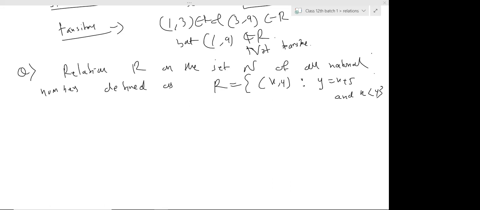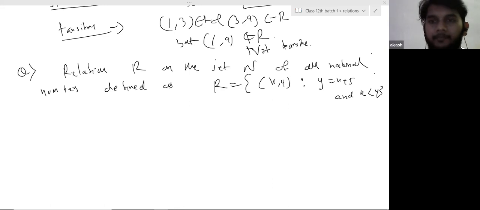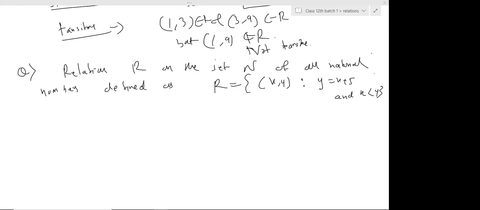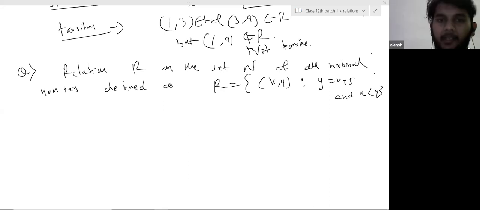So that it's only transitive. Sir, x is less than y or less than 4? Less than 4. So sir, it will be only transitive. It's neither reflexive nor symmetric. Absolutely right, Shivani.